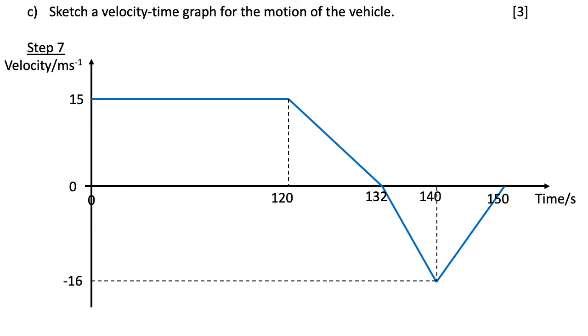Okay, and just for clarity, and this is for your benefit rather than the examiner's benefit, the 3 points in the motion of the vehicle A, B and C would be identified with these positions on the time axis. The vehicle was at point A initially at time 0. It was at point B at time 132 seconds into the motion, and at point C at time 150 seconds into the motion.